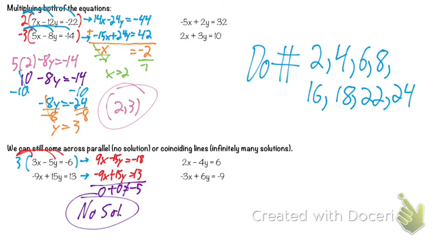Okay. So I want you to do those 8 problems. 2, 4, 6, 8, 16, 18, 22, 24. I'll just say number 2.